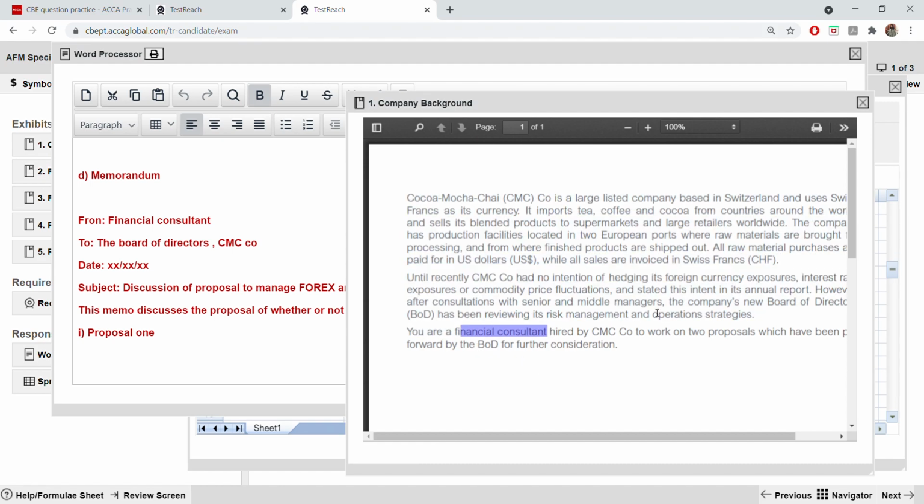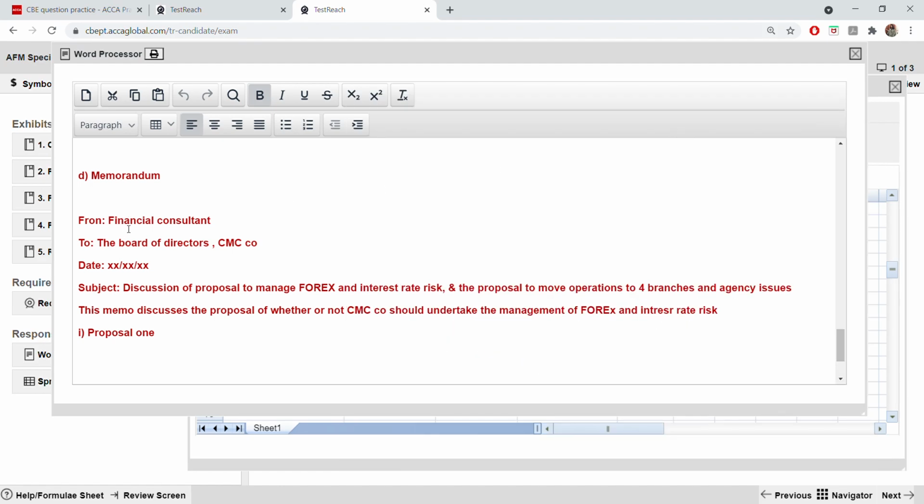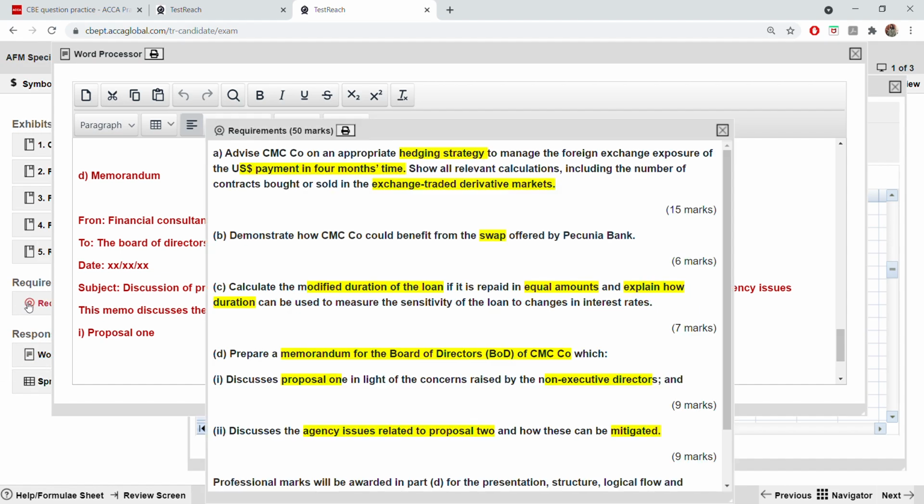You see, in exhibit 1 only. They normally give you the role in exhibit 1. What's your role? To whom do you have to send? Board of directors. And write the date of your exam, and you have to write a subject area also. Okay, subject area, how do you decide? Just see through your requirements. All these requirements, you're summarizing and writing in 1 or 2 lines.